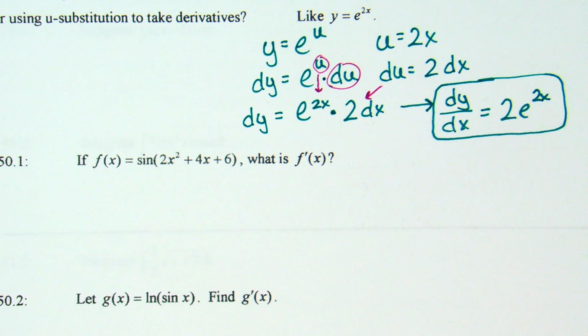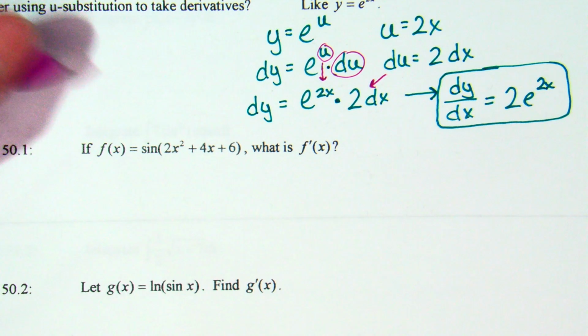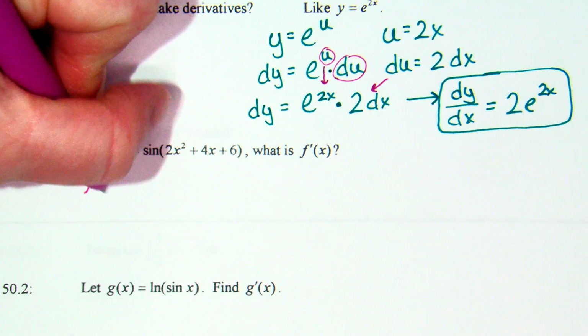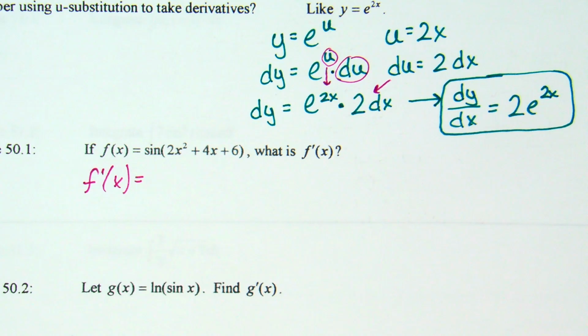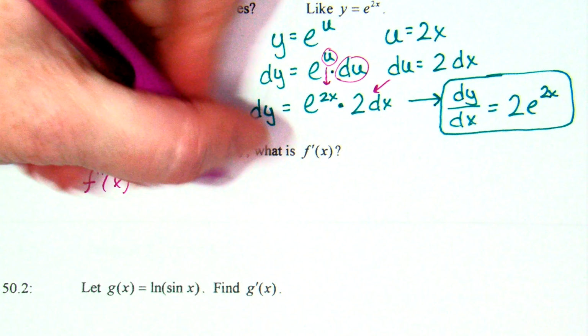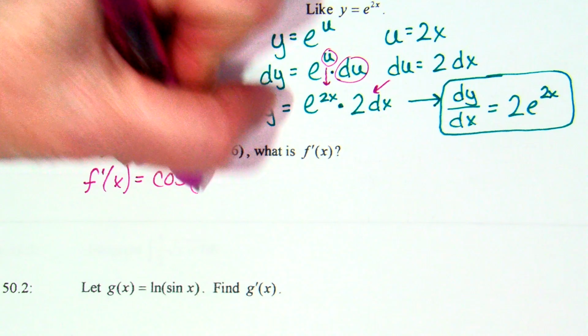So derivative of f of x is f prime of x, as always. Okay. Derivative of sine of something. Cosine of something, which means what? We write cosine and then we keep the something. So I'm going to keep the 2x squared plus 4x plus 6.